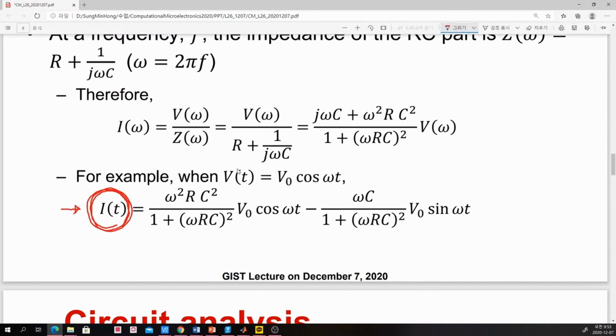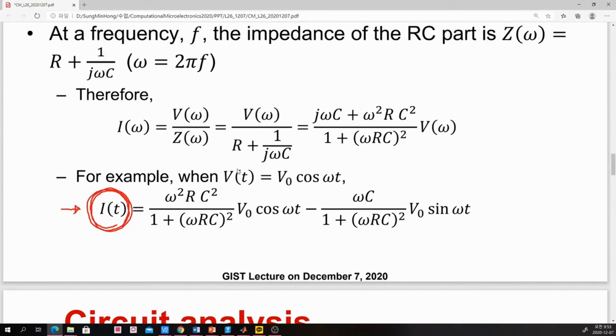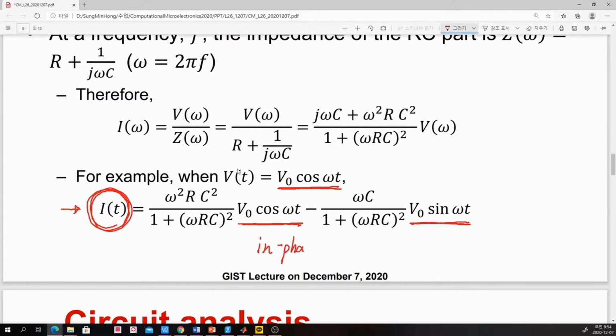Then let's assume that our frequency f, or angular frequency omega, becomes quite high. In that case, what will happen? We now assume that our input voltage has the signature of cosine omega t. This is the cosine omega t related term, and this one has the sine omega t related term. So this one is in phase, and this is the out of phase term.